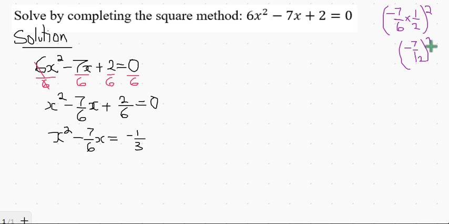Please don't square the number. Just pick it up like that. Pick it up as minus 7 over 12 squared and add it to both sides of the equation.